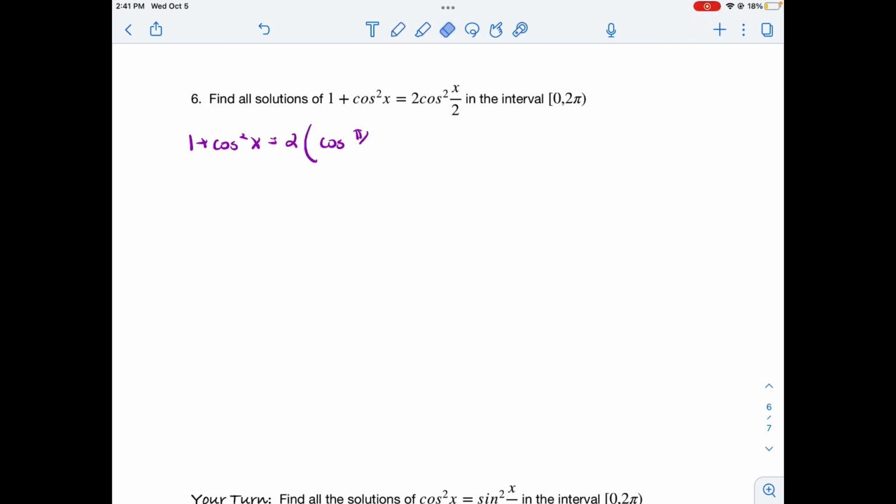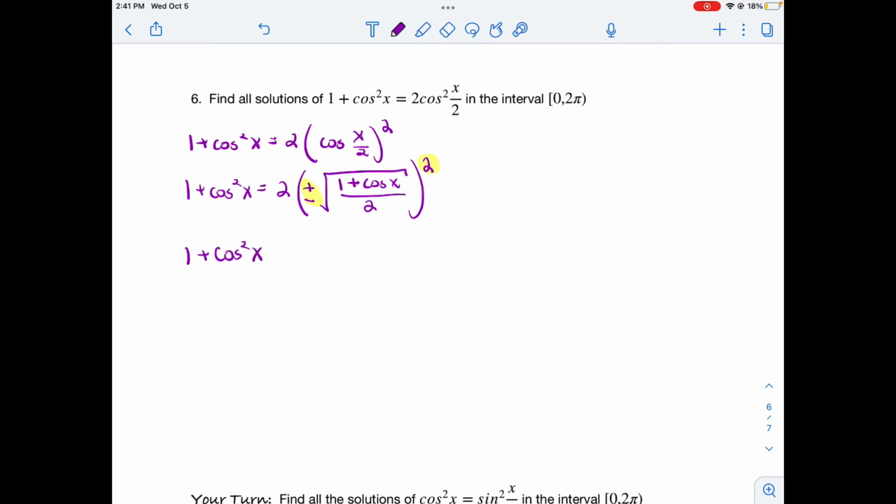So I'm going to replace cosine of x over 2, which is my half angle, with my half angle formula. And because I don't know what x is, I have to put plus or minus. But luckily, I'm going to square this. If I square a positive, it's going to give me a positive. If I square a negative, it's going to give me a positive. So my answer is just going to be positive here. I don't have to worry about the plus or minus because I'm squaring them.